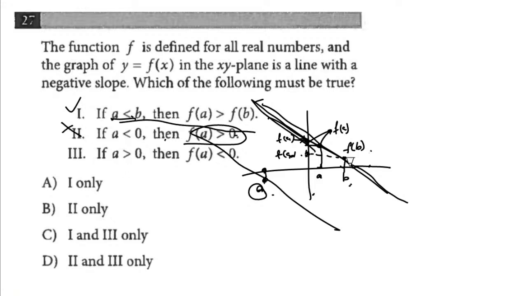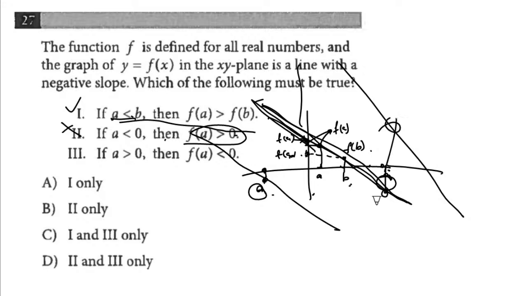If A is positive, okay, let's put this, then the value is less than 0. It is true for this particular function line, but this is not true for this line, let's say. Here our A is positive, but our function is not negative. So even for the first example, this doesn't work. So only one. Our answer is A.